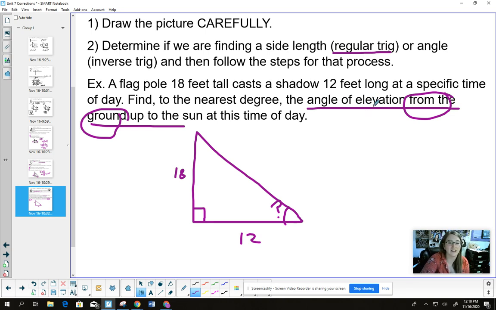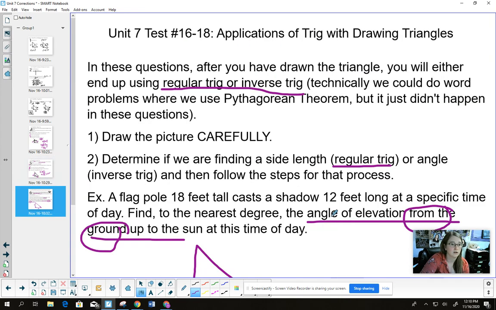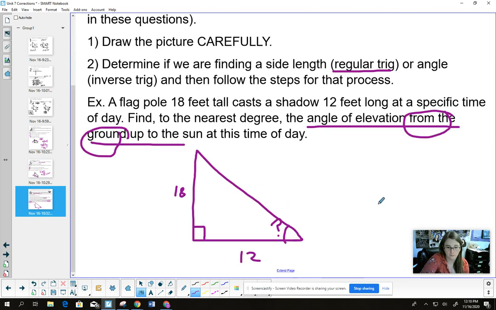Stop thinking angle of elevation means top, yeah? So this one ends up being inverse trig. You would follow the process from there. You should be able to do that though. If you struggle with the inverse trig, go back and watch this part of the video. But that is solved from there. So go back to your questions, try and figure out what you did wrong with your picture. It's probably what went wrong.